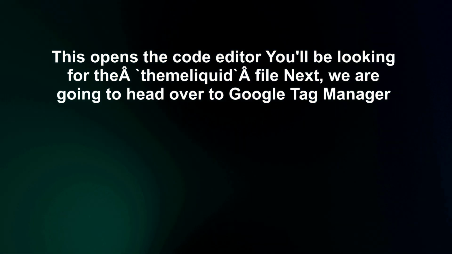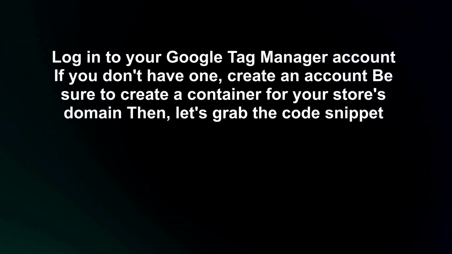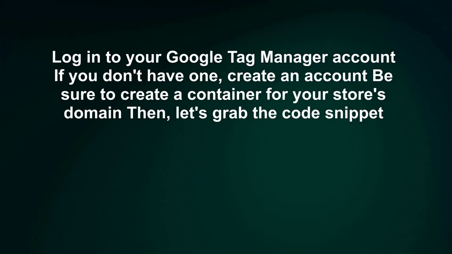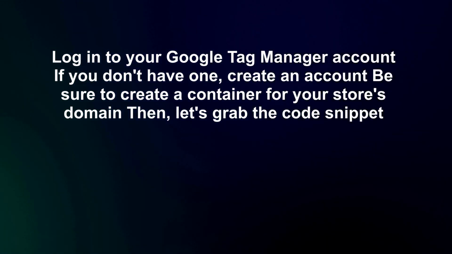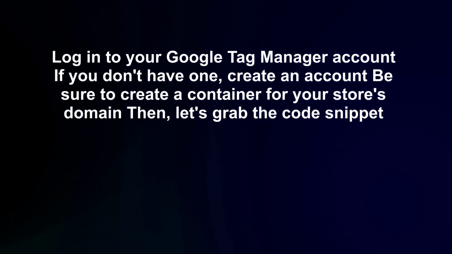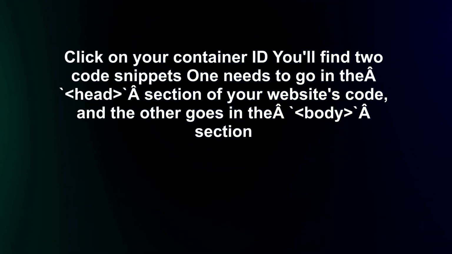Next, we are going to head over to Google Tag Manager. Log into your Google Tag Manager account. If you don't have one, create an account. Be sure to create a container for your store's domain. Then, let's grab the code snippet. Click on your container ID. You'll find two code snippets.